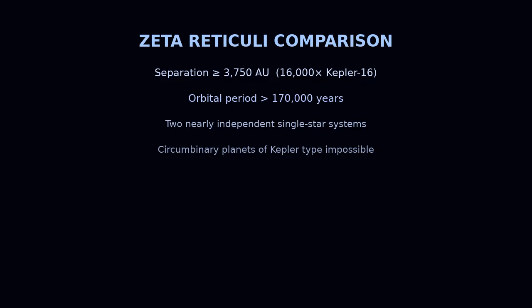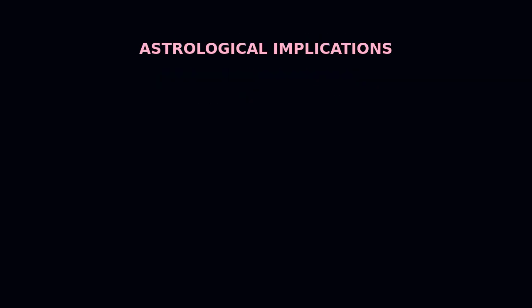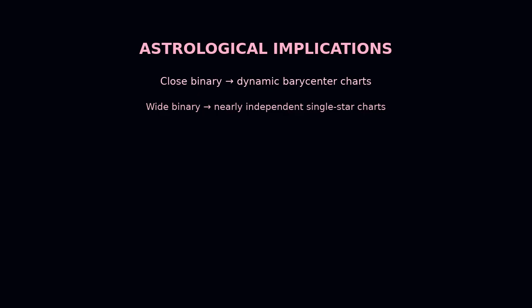For a hypothetical non-human intelligence, a Kepler-style close binary would produce a highly dynamic natal chart with rapidly shifting aspects relative to two luminaries. A Zeta Reticuli-style wide binary would produce two nearly independent charts that evolve only over tens of thousands of years. These real architectures give concrete anchors for alien astrology and quantum astrology.